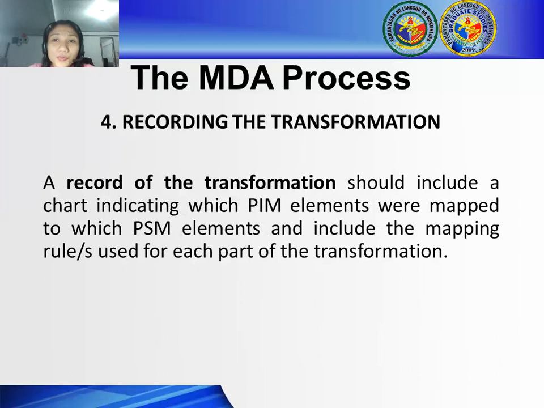A record of transformation should include a chart indicating which PIM elements were mapped to which PSM elements, and include the mapping rules used for each part of the transformation.